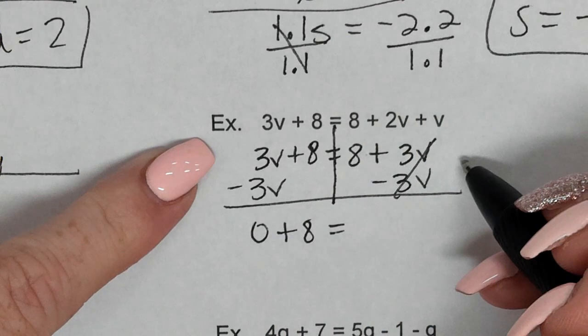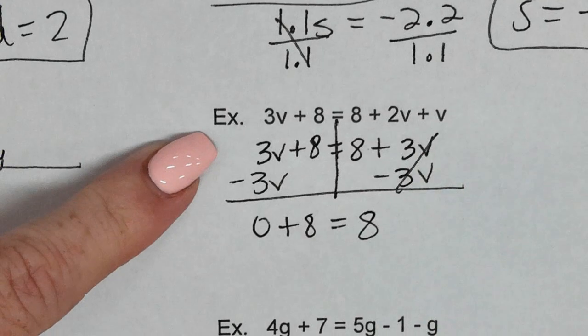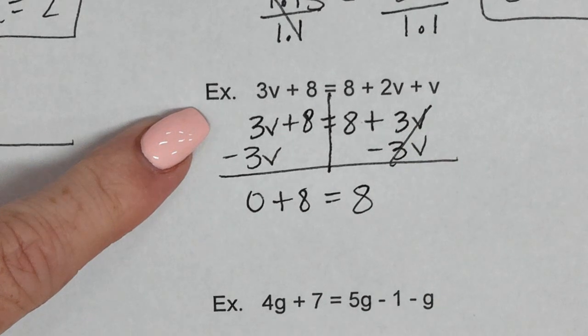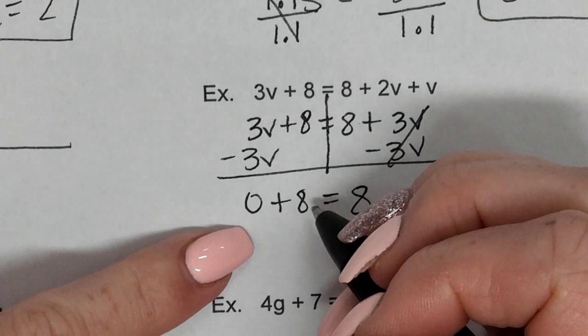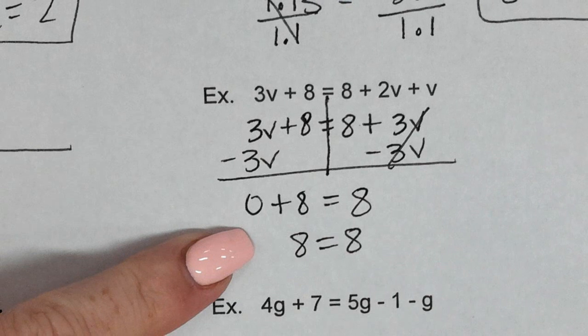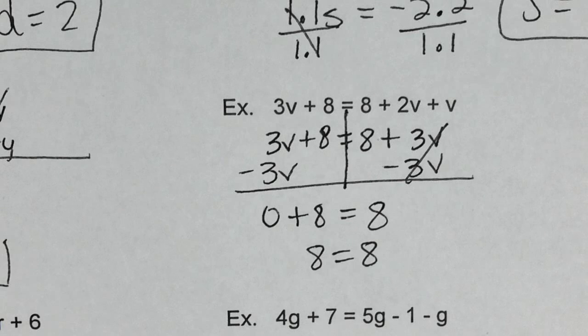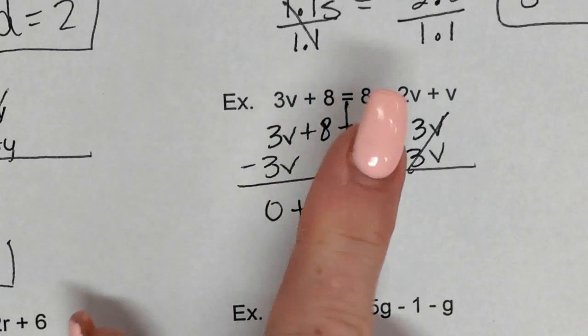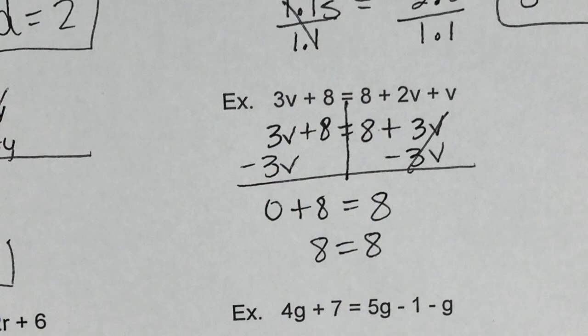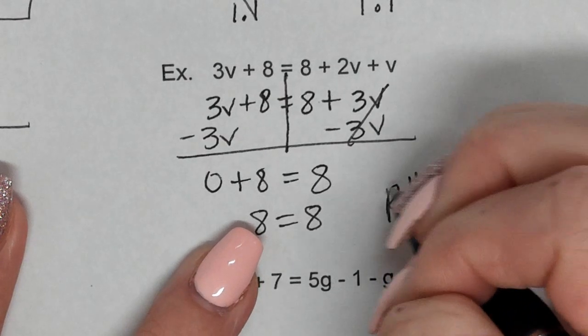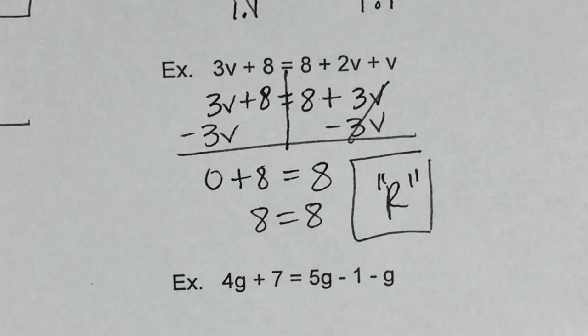This is zeroed out. Yes? So I got 8 equals 8. It's a true statement. That means no matter what I plug in for v, I could plug in a 1, I could plug in a 2, it's going to be equal. So my answer is all real numbers. Again, if their slopes and y-intercepts are the same, it's the same line, your answer is going to be all real numbers. Okay, flip to, go to the next one.